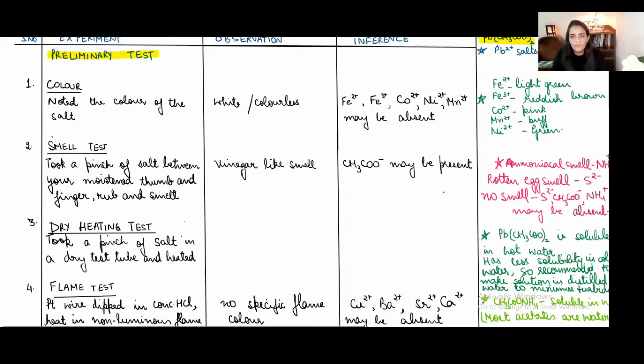So the preliminary test first is color. Note the color of the salt. This is what I've written for lead acetate. It's a white colored salt. So you write all the colored ions will be absent.